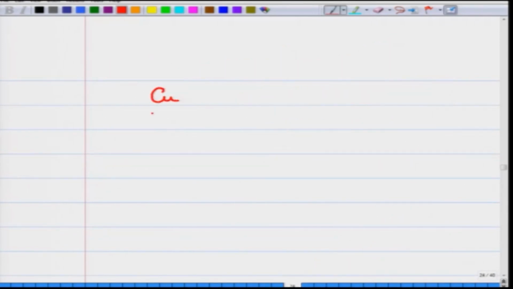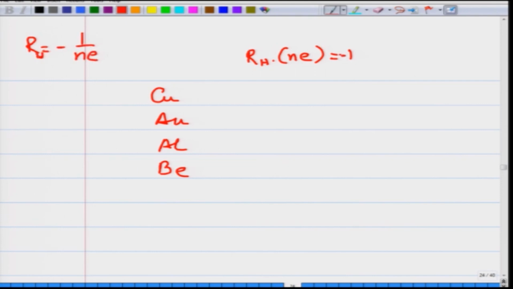So, I will write down the Hall coefficient for a popular set of materials. So, copper. If I take RH times the density of electrons times the charge of the electron, this should be equal to minus 1 as per what I have shown, because RH is minus 1 by Ne. Okay. Copper gives you minus 1.5, silver also gives you a value of minus 1.5.